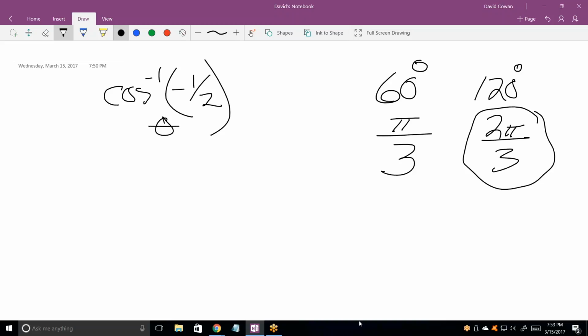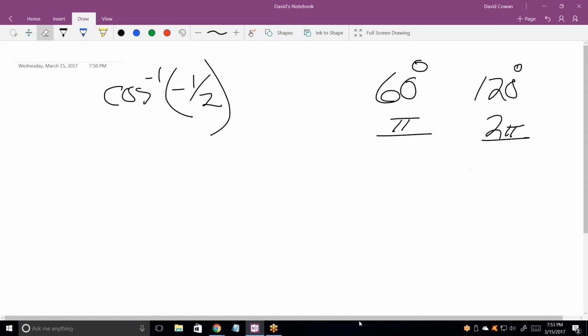If I was doing inverse sine of a negative number, it's going to be fourth quadrant. Sine goes in either first or fourth. Tangent goes in first or fourth. But cosine goes in first or second.